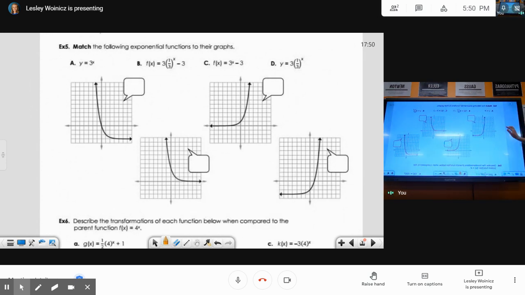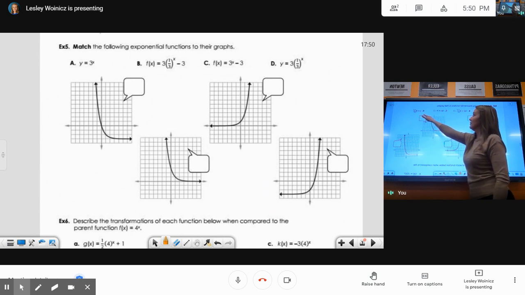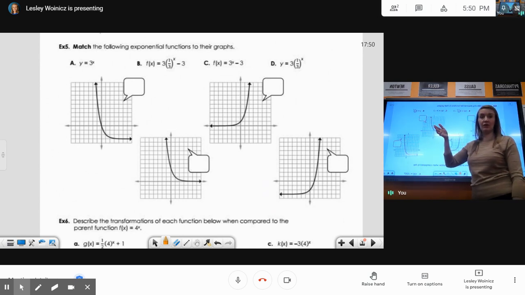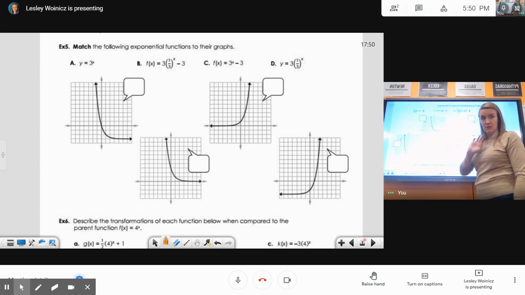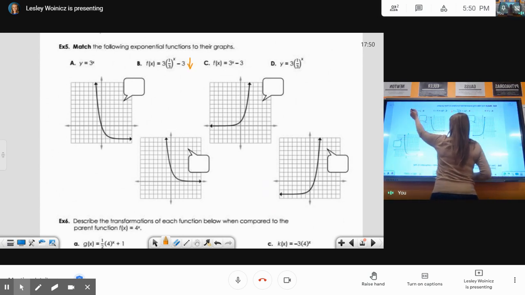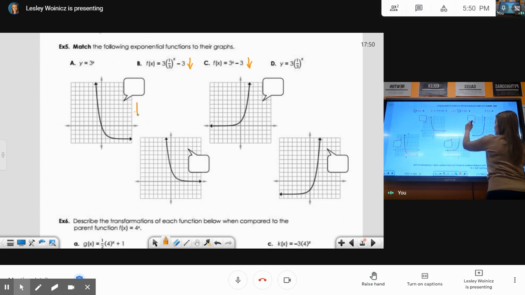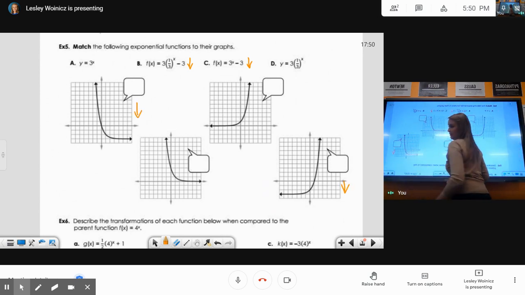So when I look at these equations, I can see that I have a parent, I've got a vertical stretch and a shift, I've got just a shift, and I have just a vertical stretch. So we have to figure out which ones are which. My suggestion would be to start with the shifts because those are really easy to see. Look for where the horizontal asymptote has dropped 3 units. So this is a shift, this is a shift, this one's a shift, this one's a shift. You see them?